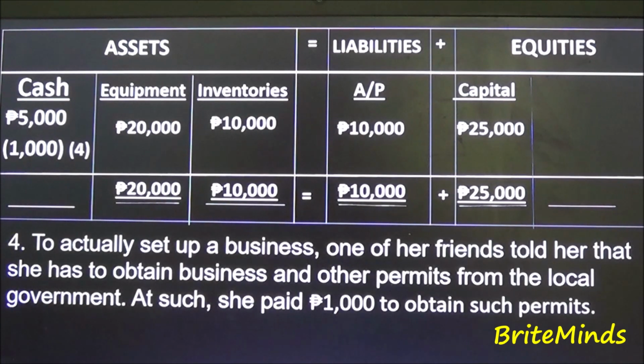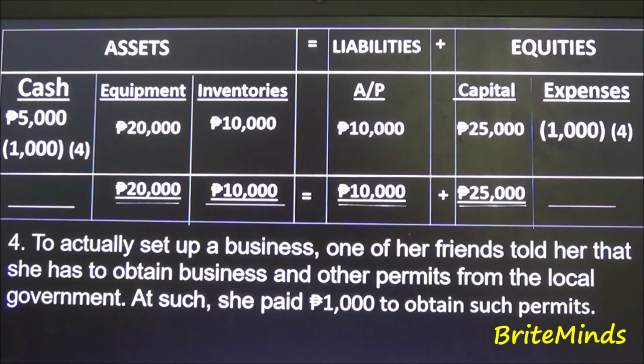So let's say it will be business and other permits. So it will be an expense, because according to the matching principle, if there is a revenue, there must also be an expense. There will be no revenue if no expense is incurred. So the expense is the permits, worth 1,000 pesos.